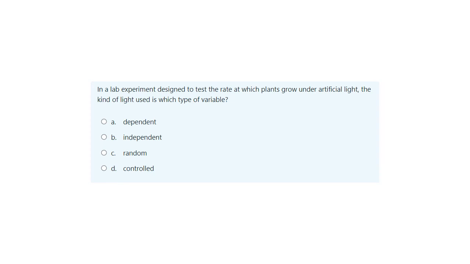In a lab experiment designed to test the rate at which plants grow under artificial light, the kind of light used is which type of variable. So what are we looking at? We have an experiment to test the rate that plants grow. The rate, the speed, can be measured. This would be the dependent variable.